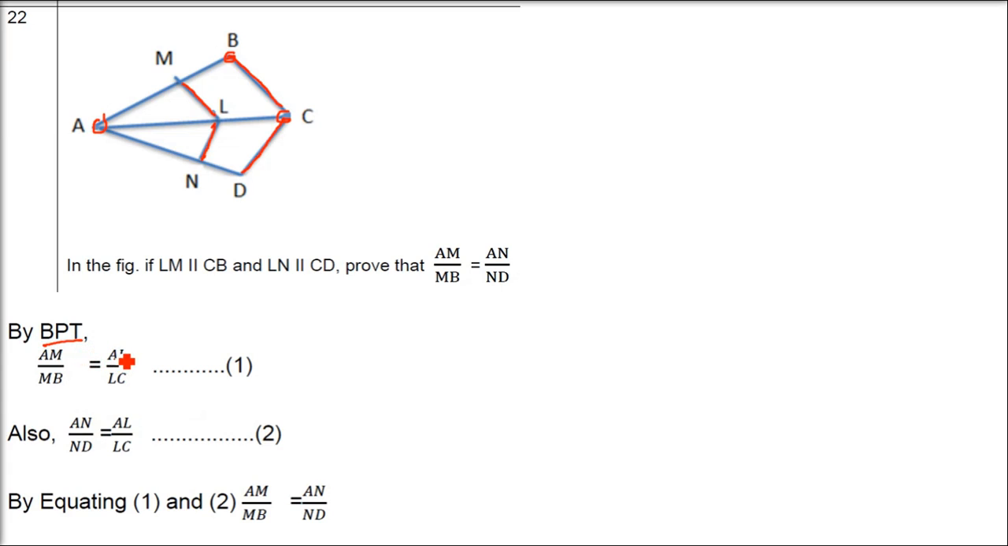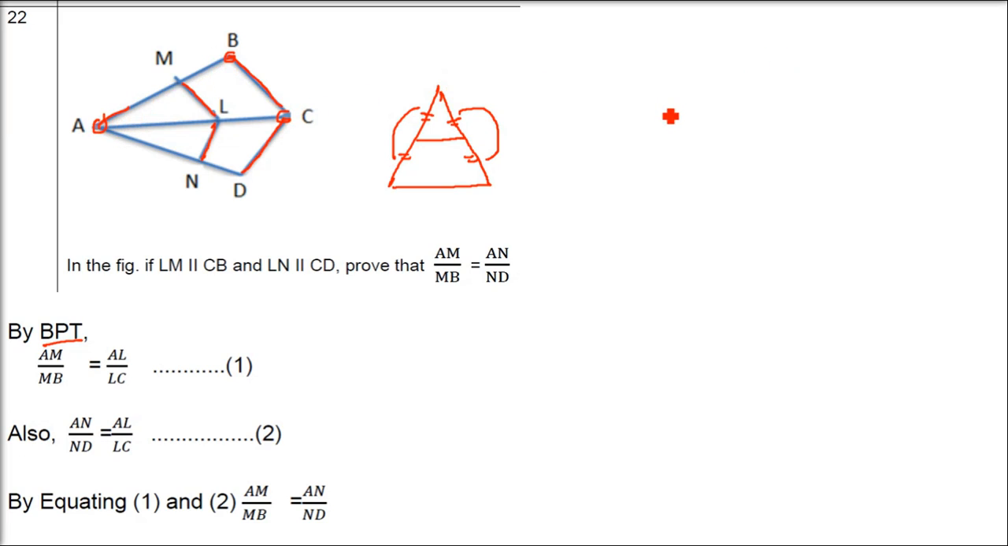This is BPT. You know this. We have already seen it in our theory discussions. When we have a triangle and there is a line which is parallel to one side, it divides the other two sides in equal ratio. So this by this equals this by this. This is how we generally call the BPT, right?